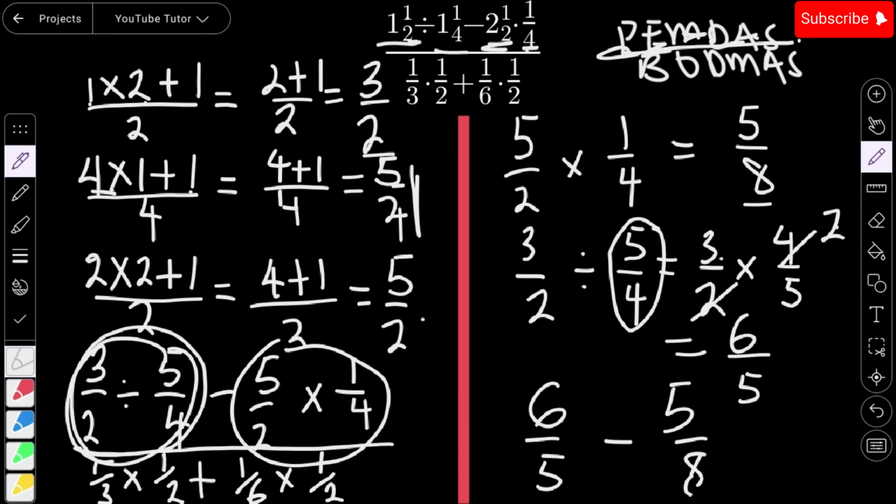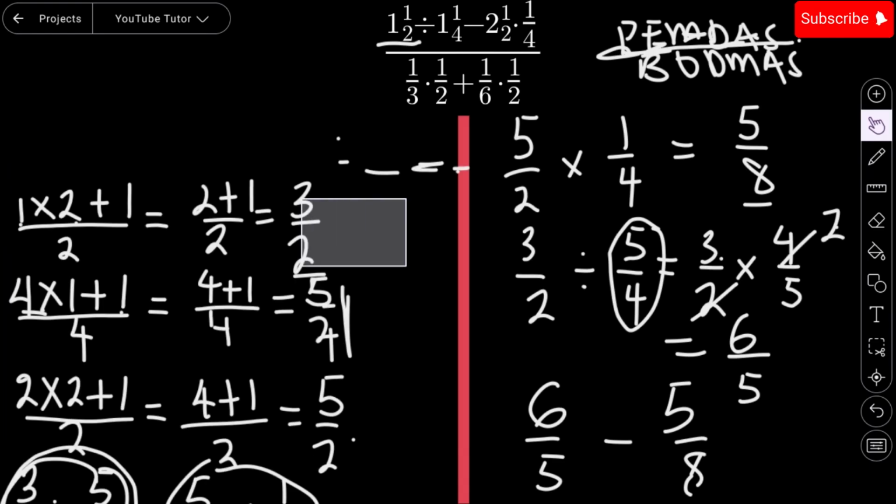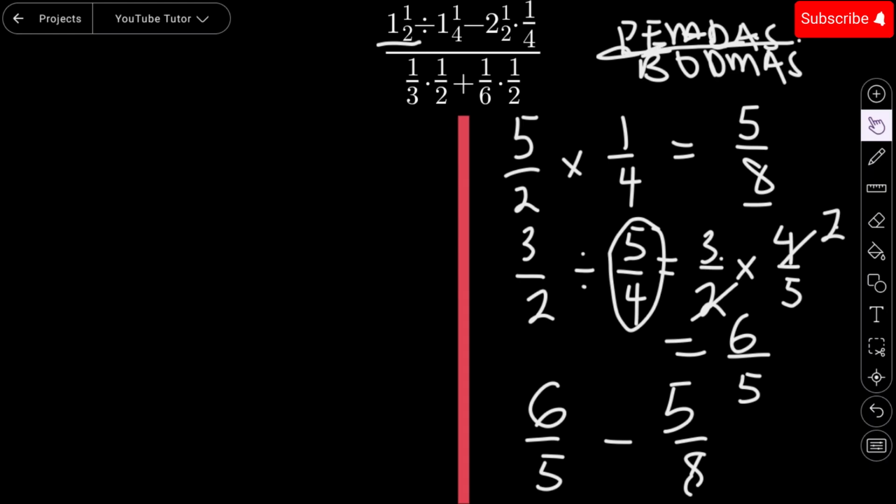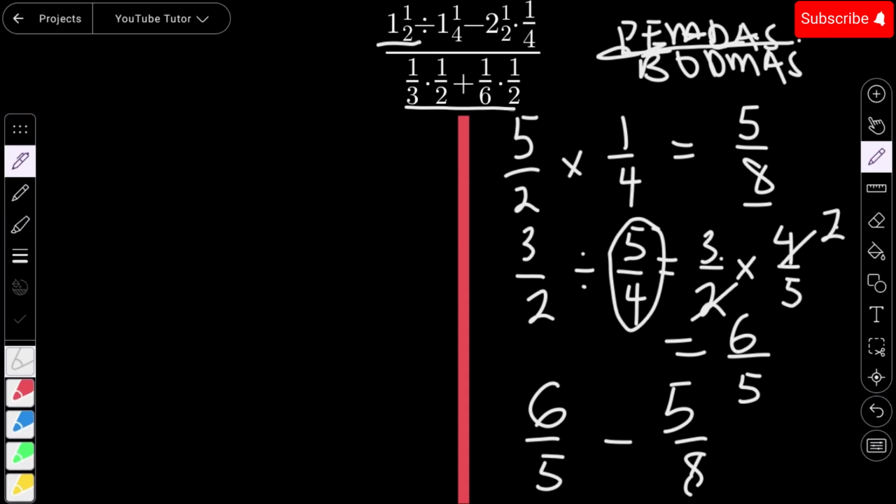Okay. Now let me clear this side so we can continue solving from here. So let's take this expression now. 1 over 3 times 1 over 2 gives us 1 over 6 plus 1 over 6 times 1 over 2, which also gives us 1 over 12.